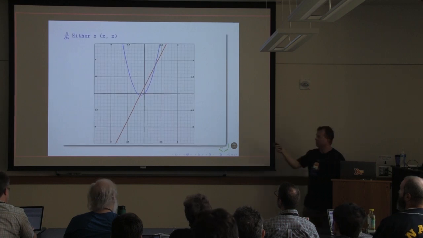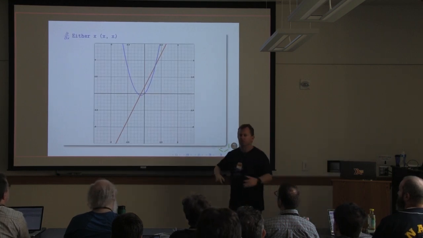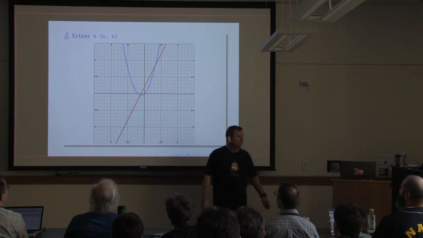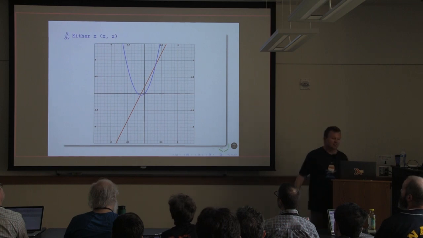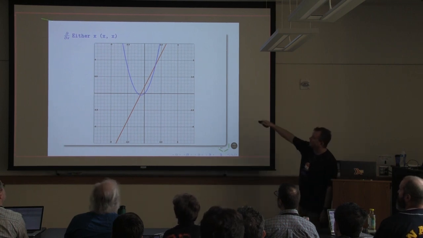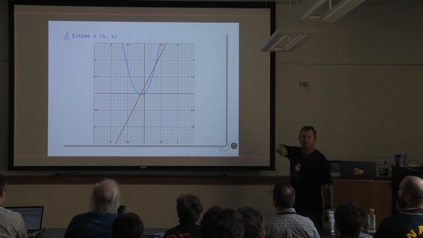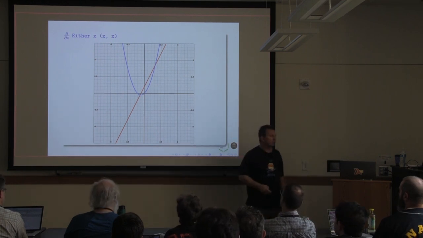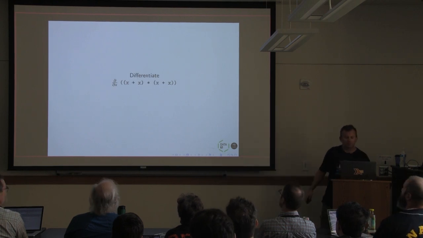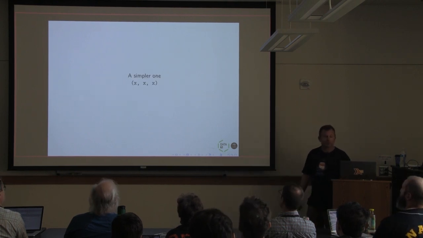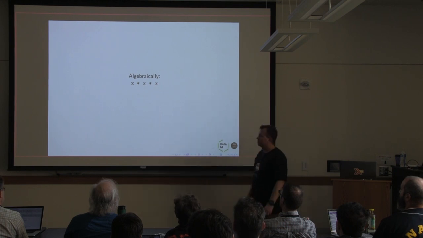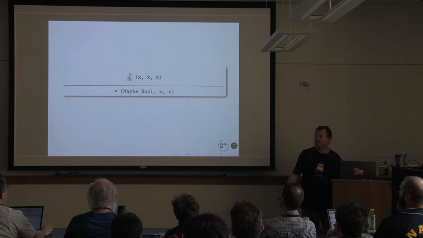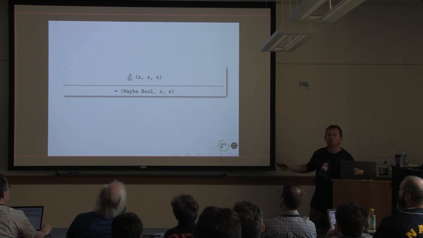Now, I couldn't get this graph to work out. Like it rendered wonky. But this is meant to be over here, right? And yeah, there you go. There you see x and the pair of x and x, and there you see its derivative. Yep. Cool. Let's not do another one then. You can keep going. Oh, there's yours. It's x times x times x. Differentiate it. It's 3 times x squared. It looks like that. 3 times x squared.